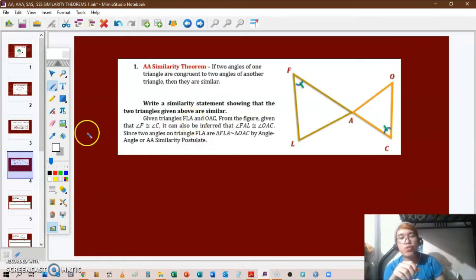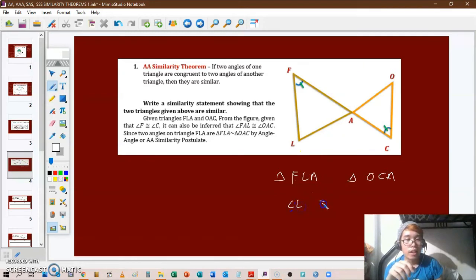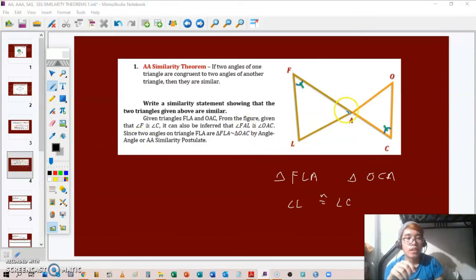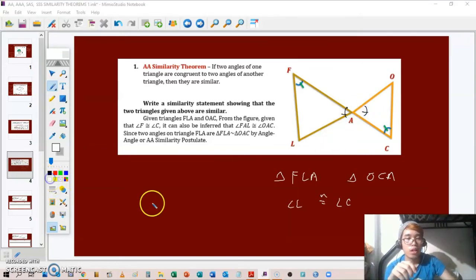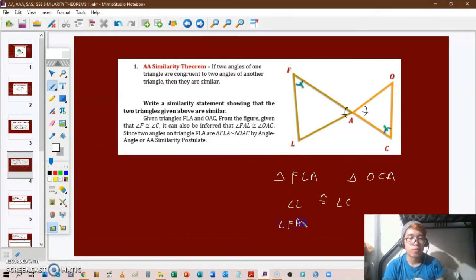Okay, so we have here a proof for the AA Similarity Theorem. We have 2 triangles, triangle FLA and triangle OCA. We can say here that since angle L and angle C are congruent to each other, and the angles at the center, angle FAL and angle OAC, are congruent to each other, so angle FAL is congruent to angle OAC.